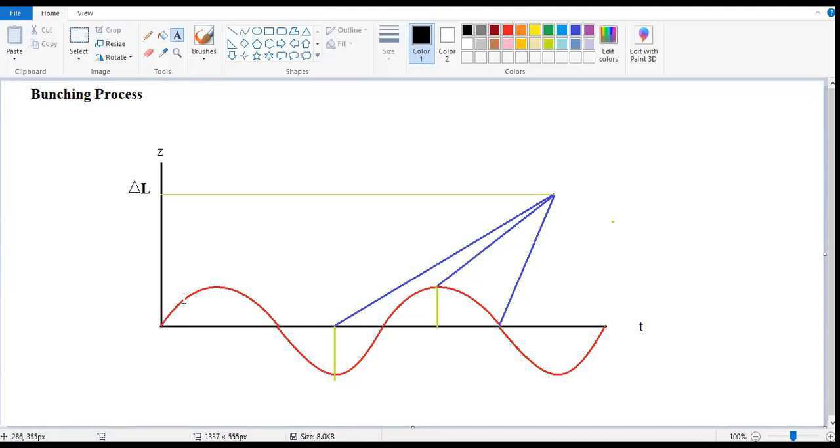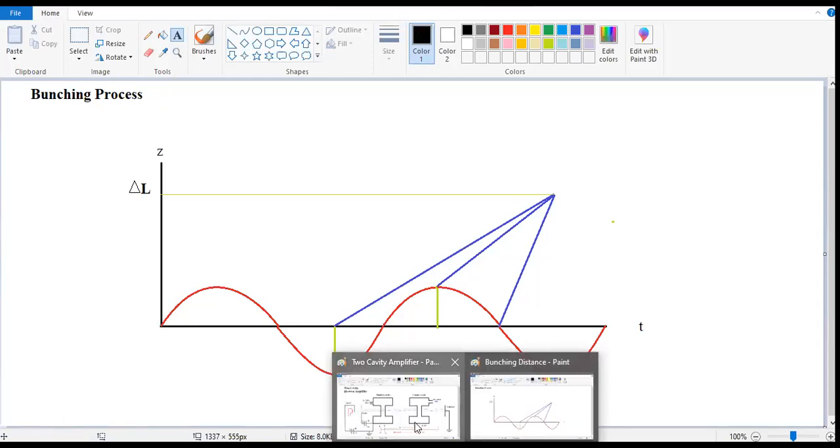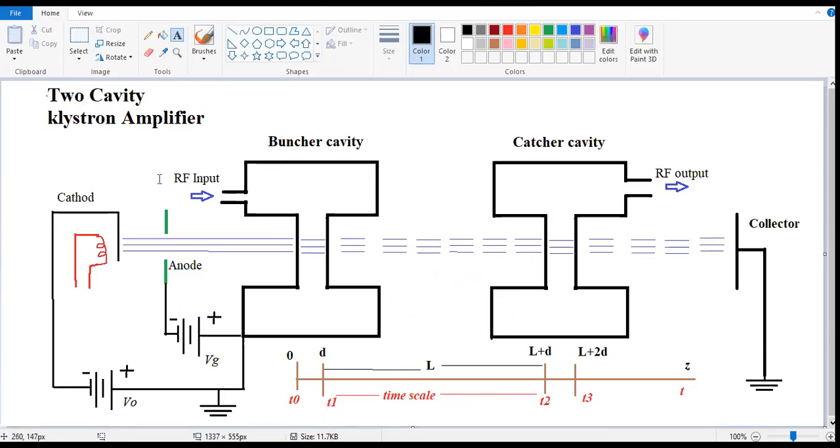So what is this red line? It is your sinusoidal waveform. Now what is it? It is your input. What input? That is the RF input. Where are we giving the RF input? Here we are giving the RF input, the RF input signal in the two cavity klystron. So how does this RF input signal work?